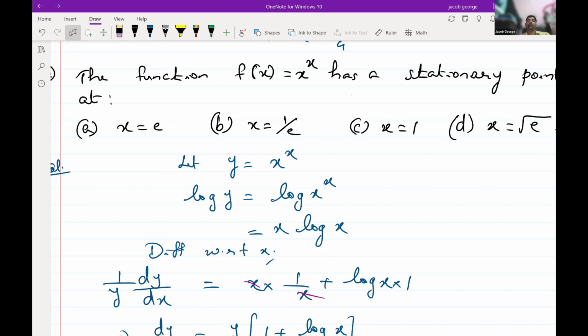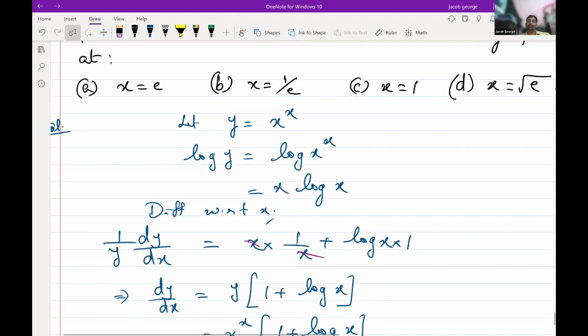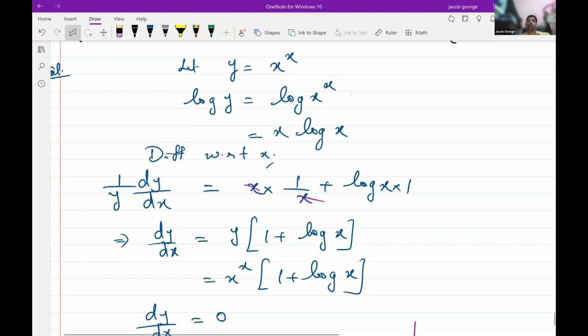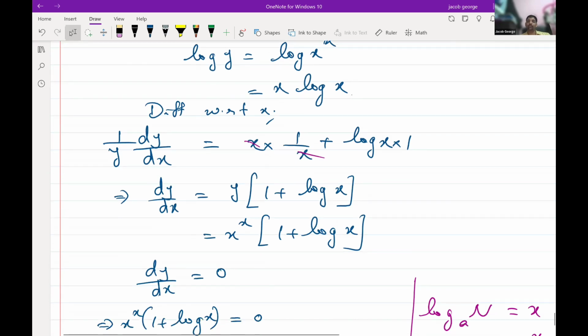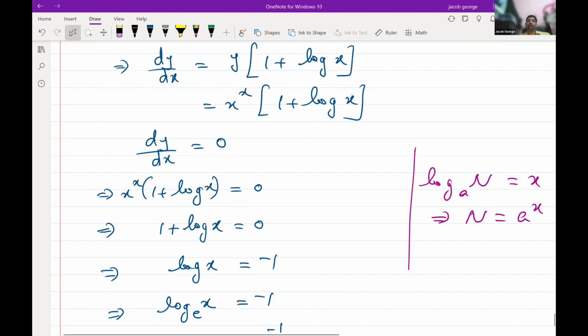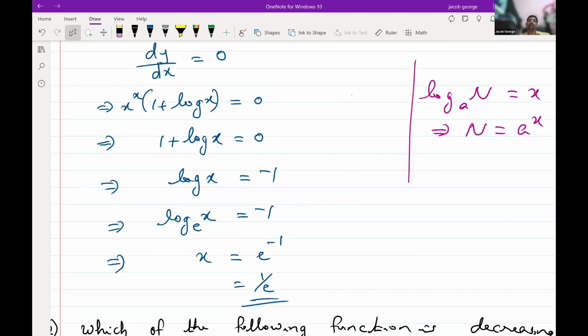First, y is x raised to x. Log y is log x raised to x, that is x log x. Then differentiate. Logarithmic differentiation is done here to break this. So dy by dx we got x raised to x into 1 plus log x. Then equated to 0. X raised to x cannot be 0. 1 plus log x is 0 means log x is minus 1. Log x means log x to the base e. So x is e raised to minus 1 or x is 1 by e.